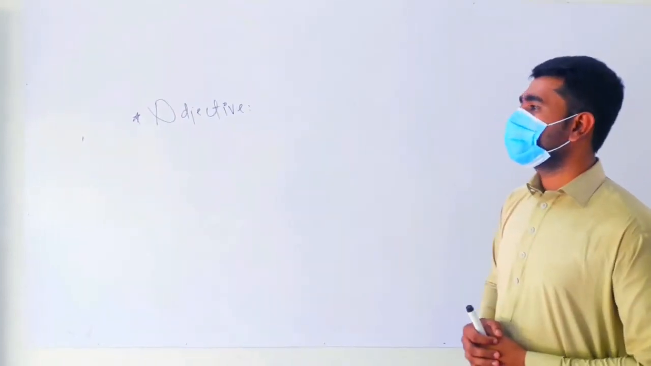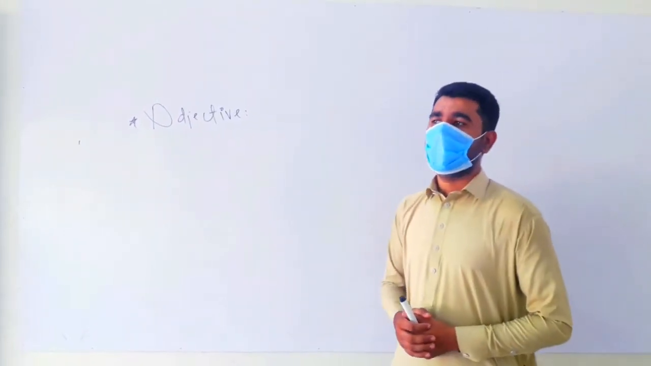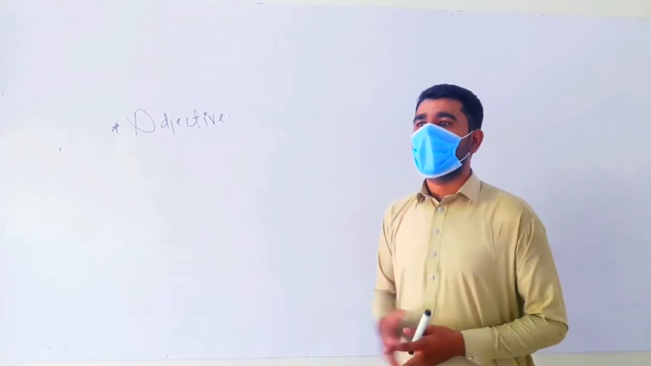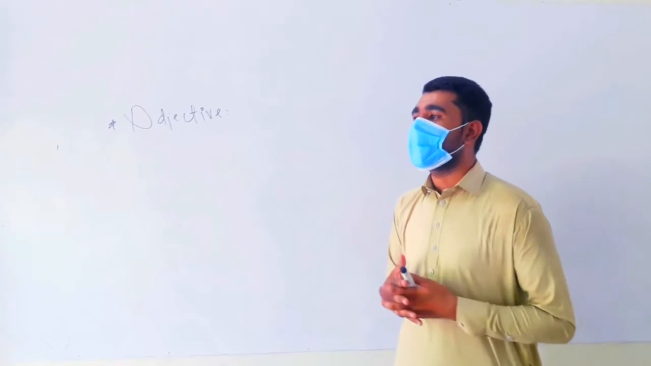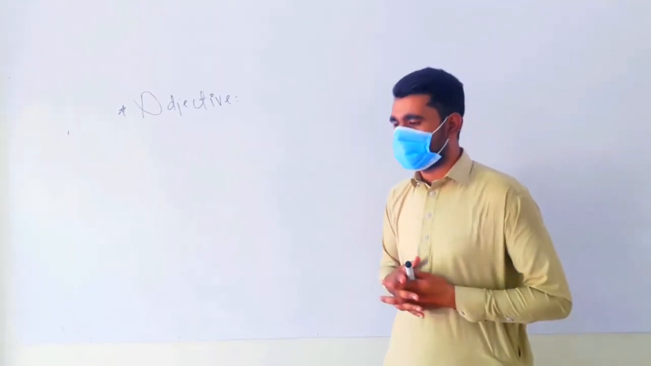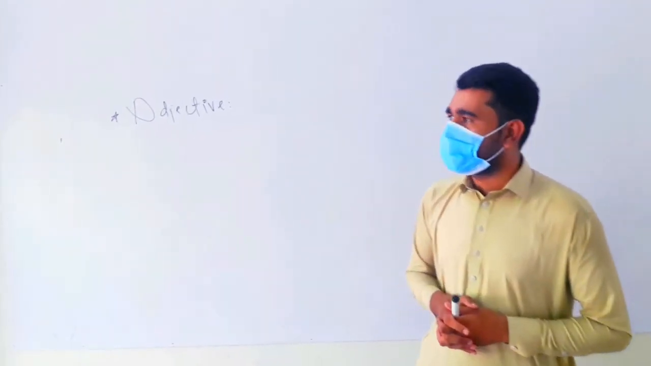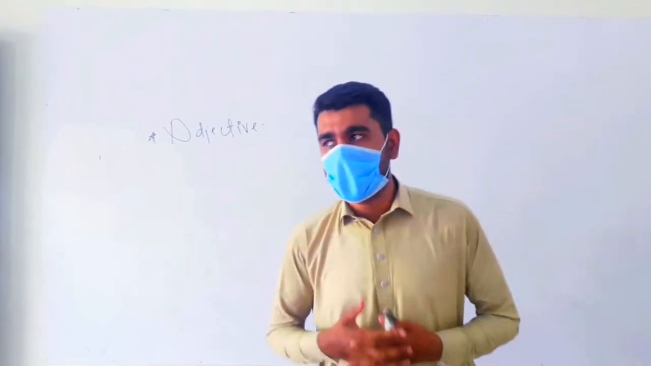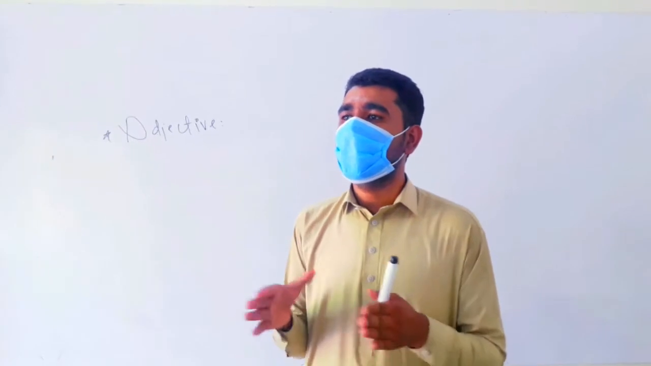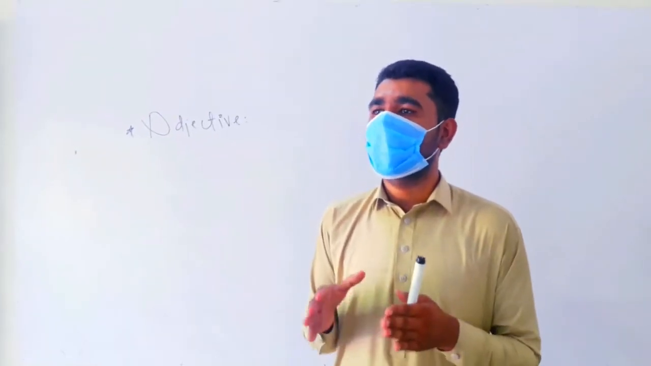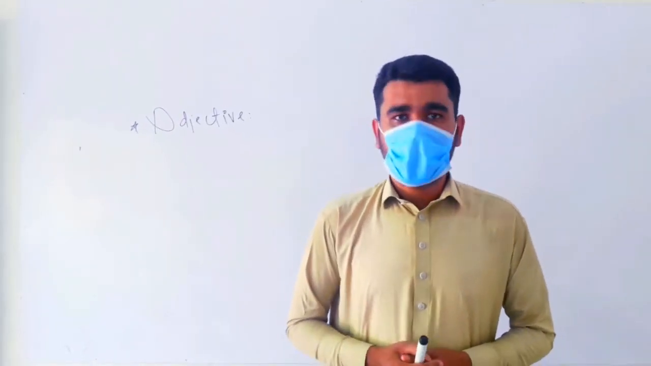Okay, the third part of speech that we have is an adjective. Here we are talking about adjective, what is the meaning and what is the function of adjective in a sentence. For example, I have a friend, his name is Osama. And now here I just simply said that I have a friend and his name is Osama.